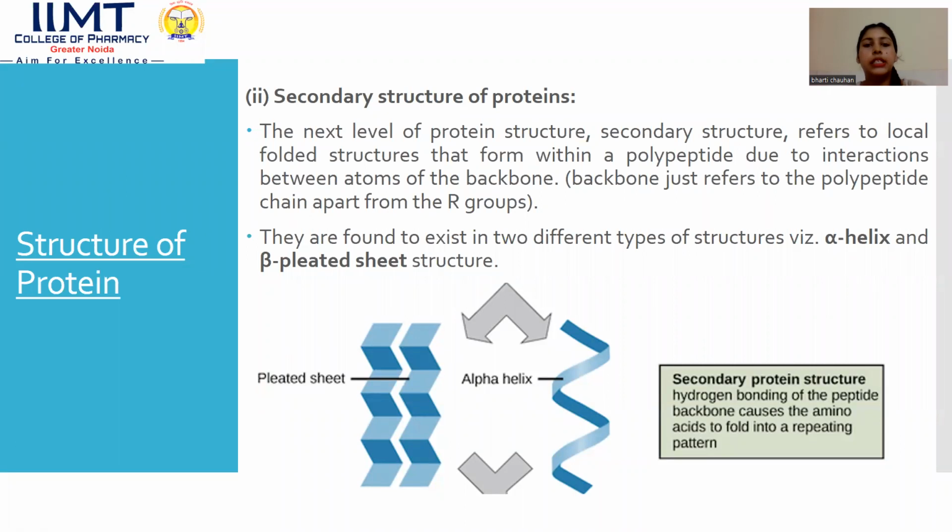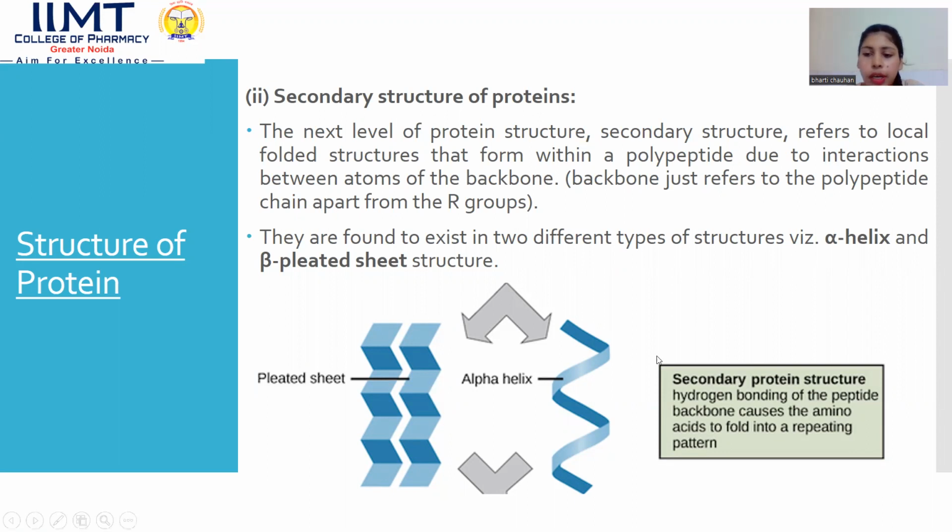Next, there is the secondary structure of protein. The next level of protein structure, secondary structure, refers to local folded structures that form within a polypeptide due to interaction between atoms of the backbone. Backbone will be like that. These structures arise due to the regular folding of the backbone of the polypeptide chain, due to hydrogen bonding between the amino groups of peptide bonds.